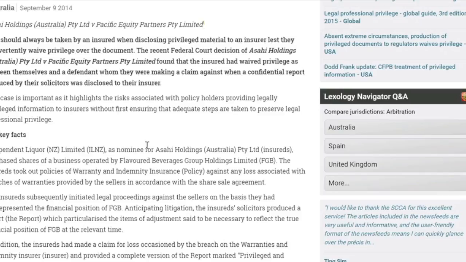So in this case, the purchaser had obtained insurance for a possible breach of the representations and triggered that insurance, and therefore was in the situation where they possibly needed to disclose information that was to be held confidential. They did so. They disclosed that information in an unredacted way. The result was the court said, well, that information is now unredacted. The insurer is not your friend.